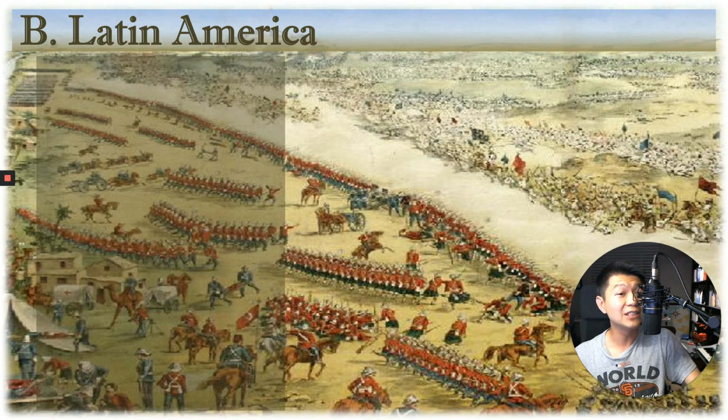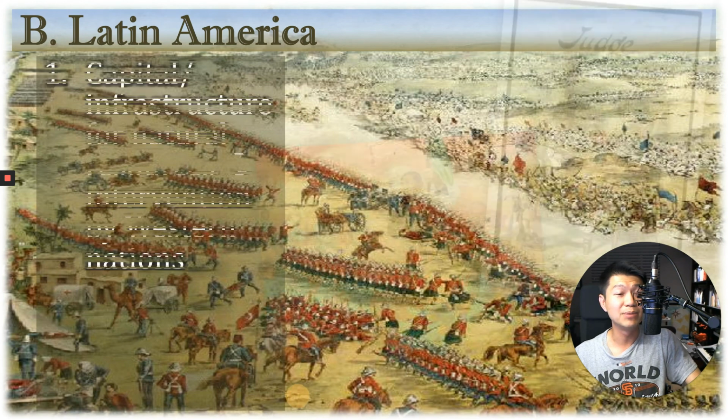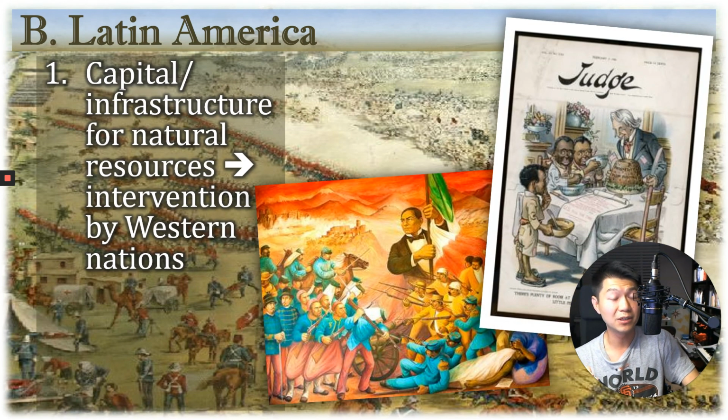Now, what about states that had actually already been in existence? And so examples like in Latin America, where you have independent Mexico and others and so forth here.